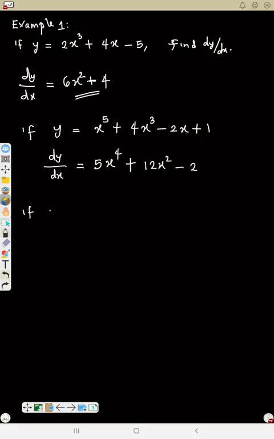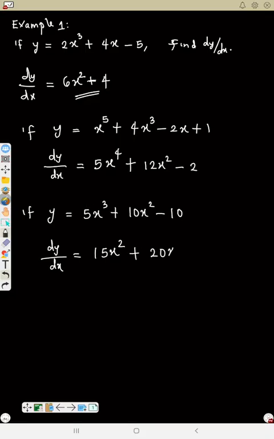Now if y is equal to 5x raised to power 3 plus 10x raised to power 2 minus 1, what is the dy dx? No, minus 10. So the dy over dx will be equal to 15x raised to power 2. I hope you understand now. That is 3 times 5, 15. 15x raised to power 2 plus 20x minus 0. Anytime you differentiate a constant without x, any number without x is 0. And I don't need to be writing 0. So that is the answer.